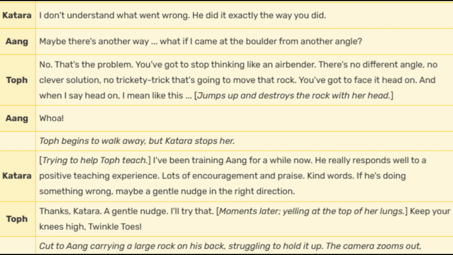But then Toph walks away, and then Katara stops to talk to Toph. Katara then tells Toph privately that she's been teaching Aang for a while now, and he responds well to a positive teaching experience. Lots of encouragement and praise. Kind words. If he's doing something wrong, maybe a gentle nudge in the right direction. Toph doesn't take this advice.